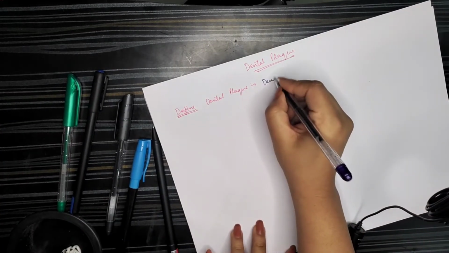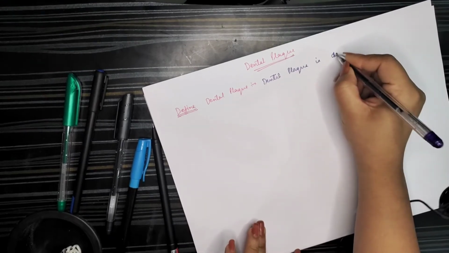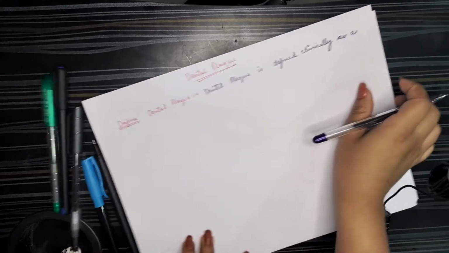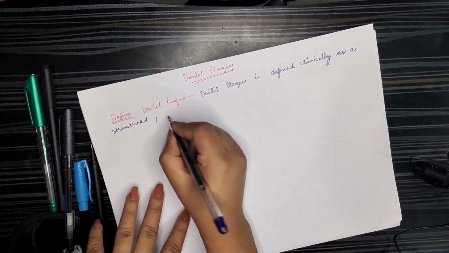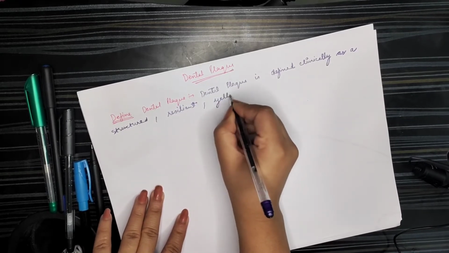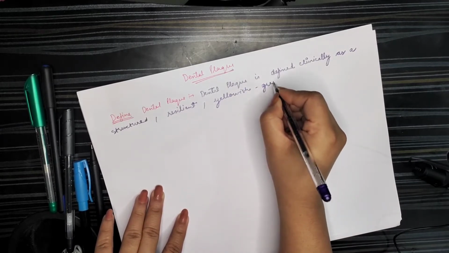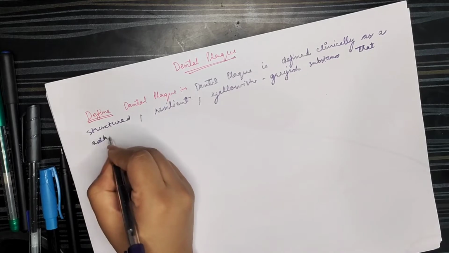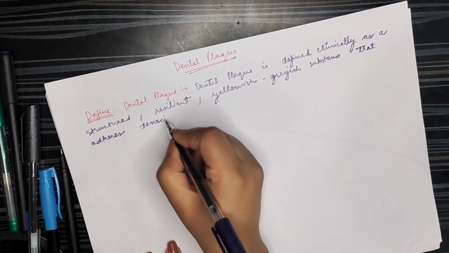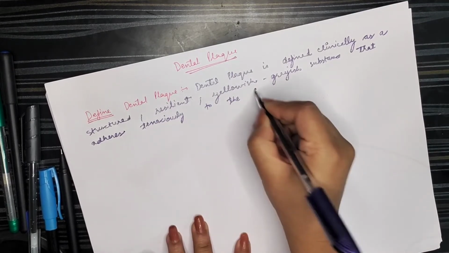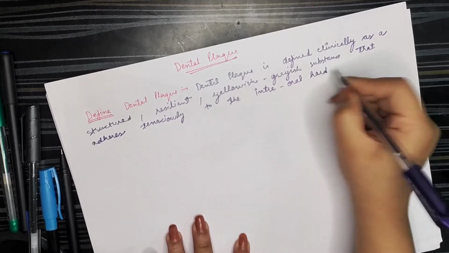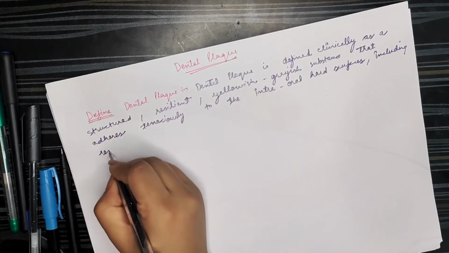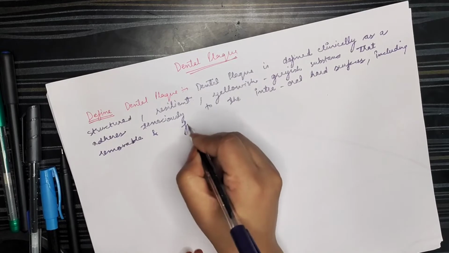So dental plaque is defined clinically as a structured, resilient, yellowish grayish substance that adheres tenaciously to the intraoral hard surfaces. Intraoral hard surfaces including removable and fixed restorations.